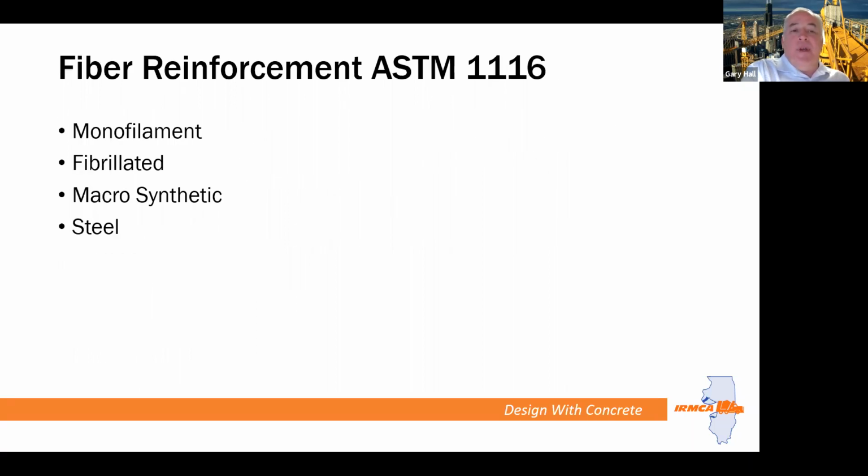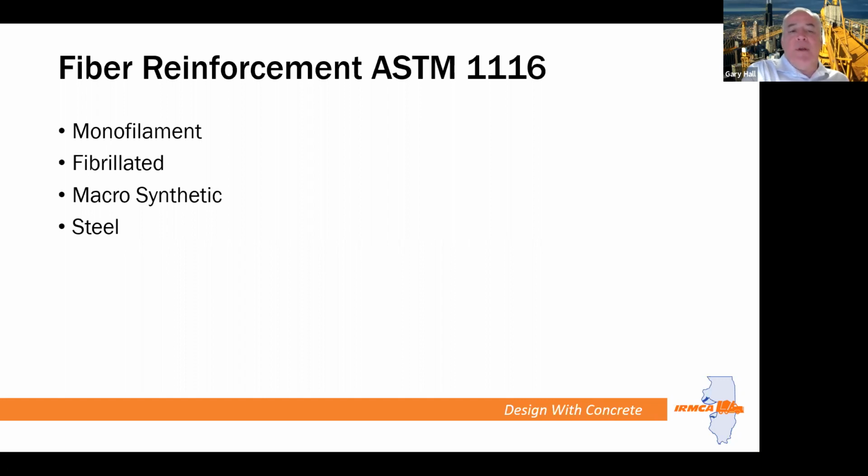And then of course we have ASTM C1116, which discusses the use of fiber reinforcement. And different examples of fibers are monofilament, and typically that may be used in residential concrete where the aesthetics may be important. They do provide plastic shrinkage crack mitigation, not prevention, but mitigation. Fibrillated fibers perform the same function as well.